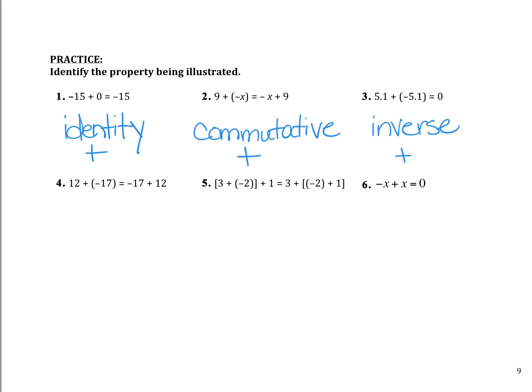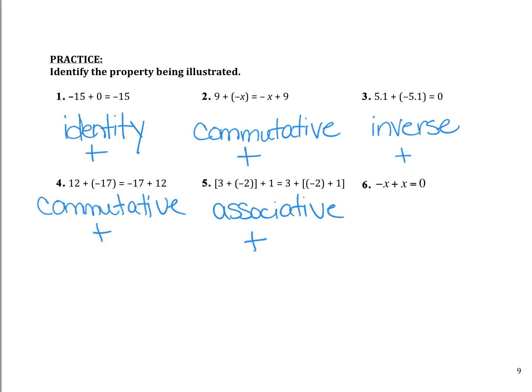Number 5, we have 3 plus (negative 2 plus 1) is equal to (3 plus negative 2) plus 1. Notice in this case we've left the numbers in the order they were in, but we've switched the parentheses. Remember, anytime we regroup something, we join another group, that is the associative property. So in this case, it's the associative property of addition.